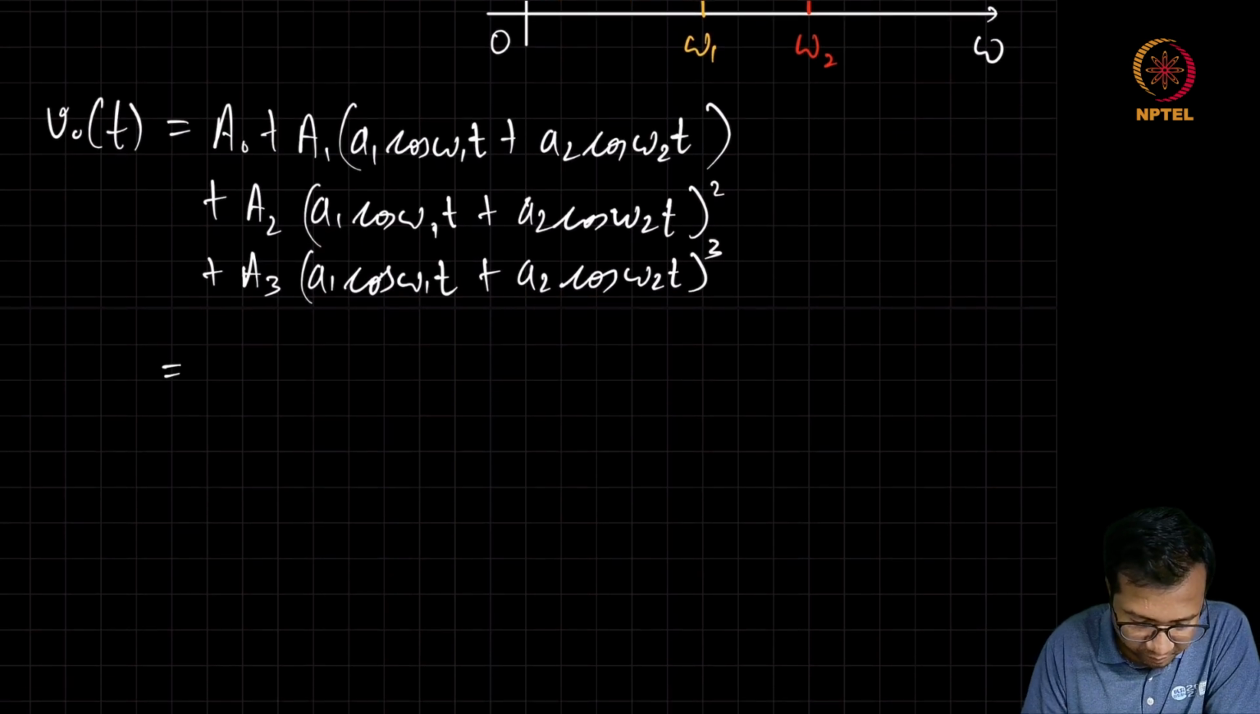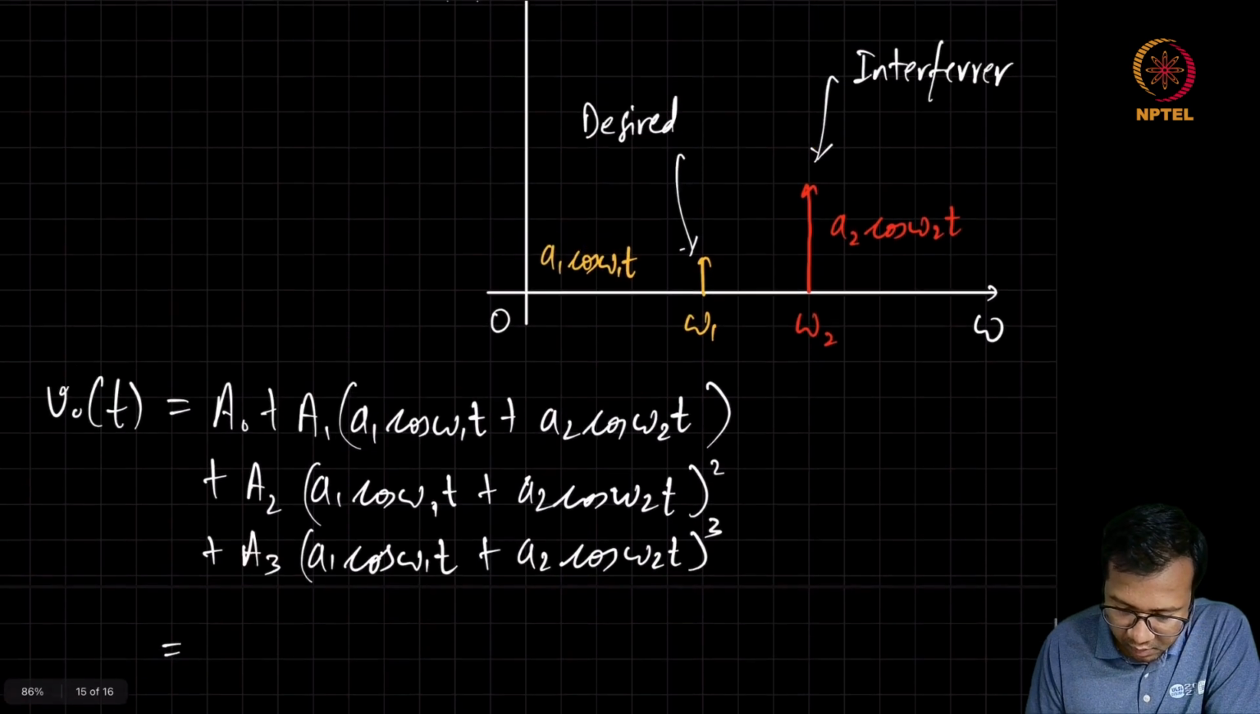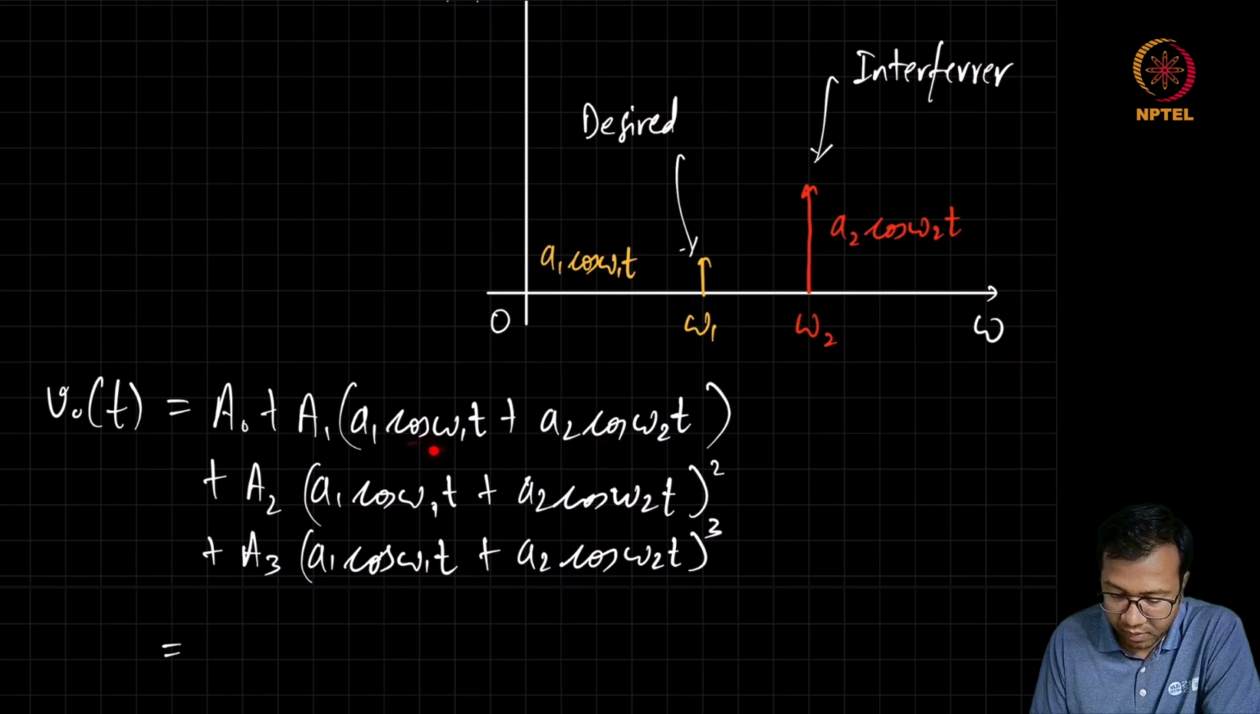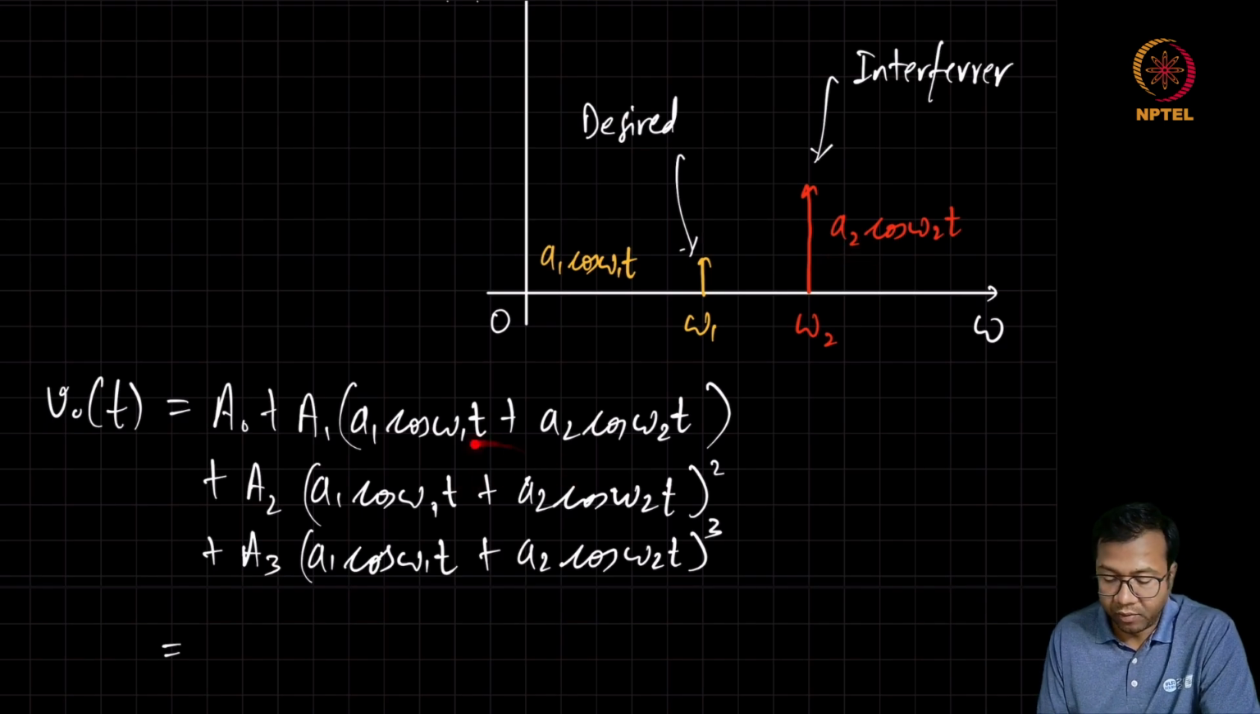Here, as such, these two signals are at different frequencies. So the fundamental terms are not at the same frequency, and we can still distinguish the desired signal from the interferer. But as a result of these nonlinearities, it is possible that some part of this interferer may actually translate in frequency to the desired frequency of omega 1.